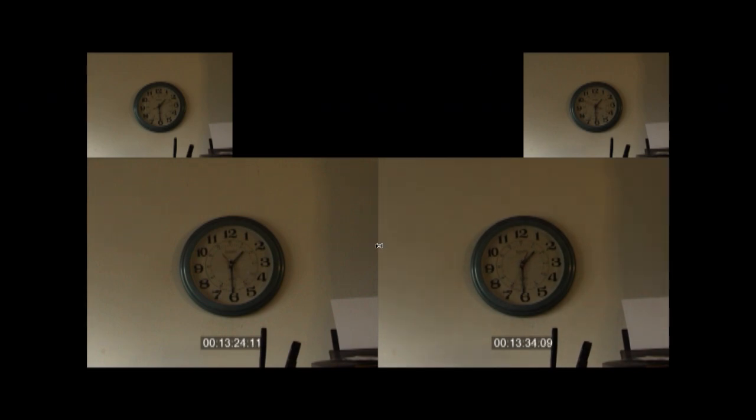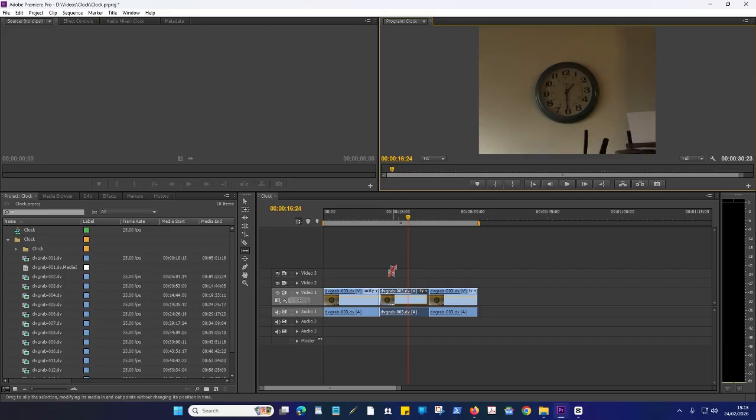So I set it here, 25 past to 25:02. I would do that, and there it is. It ends at 10 past, jumps to 25 past. From 25:02 it ends, and then jumps from 10:02 on the hour. That's how to use the slip tool.